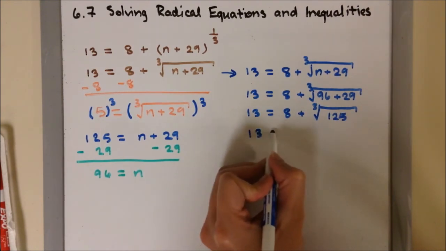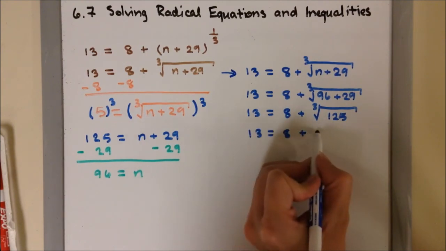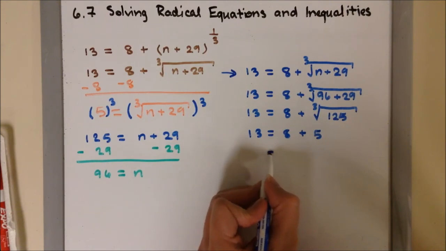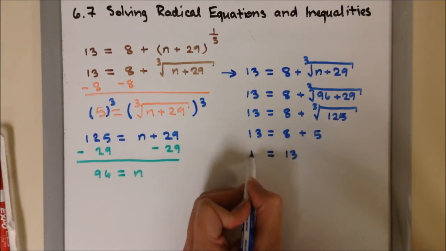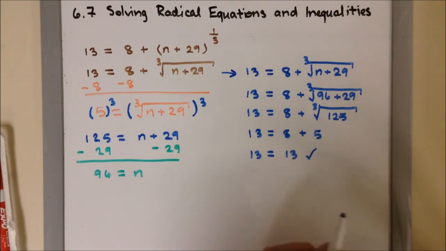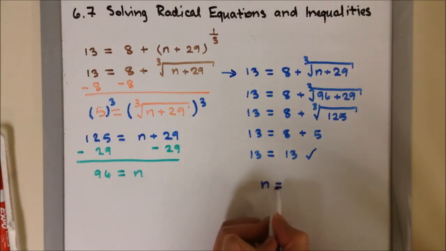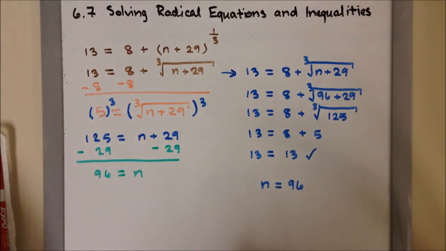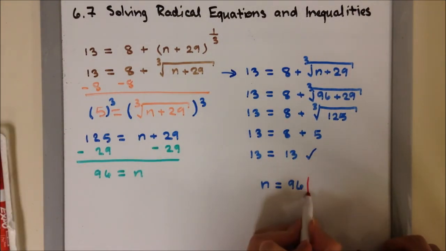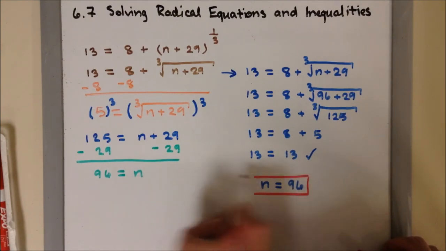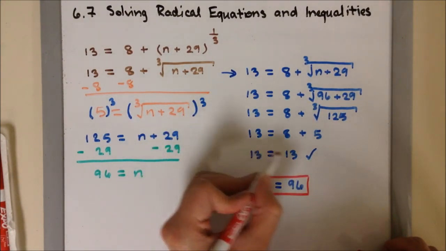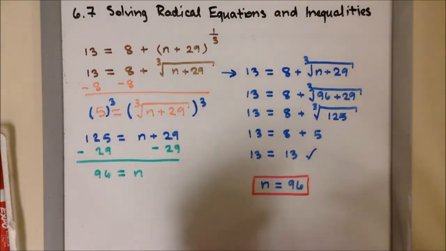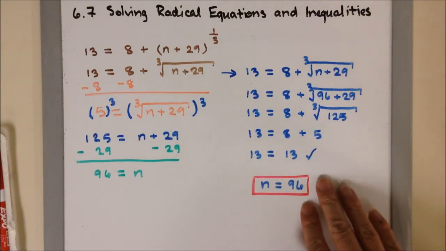So this is what we're going to have. 13 equals 8 plus 5. And then on the right side, 8 plus 5 is 13, which is the same thing as the left side, so it works. So n equals 96. That will be our final answer. Because I plugged it in to double check if it works, and indeed it does, where we got 13 on both sides, so the left is equal to the right. So therefore, this is our final answer.